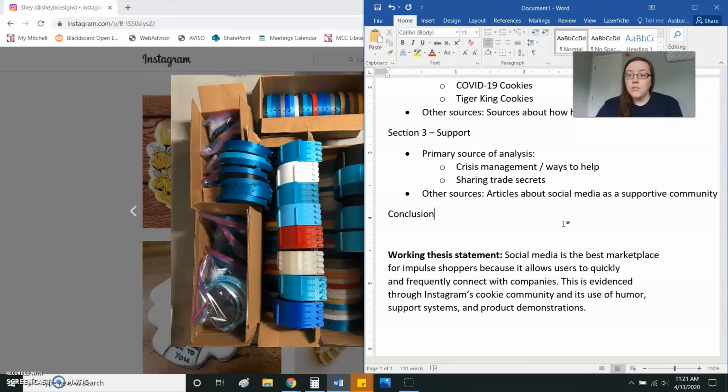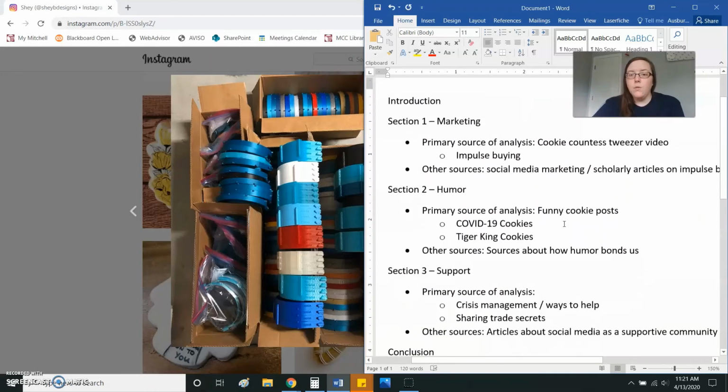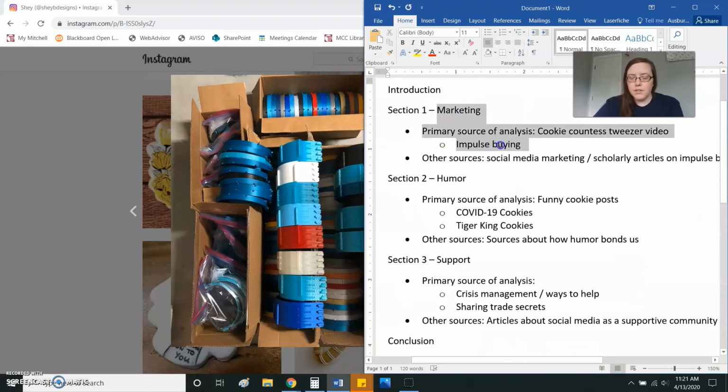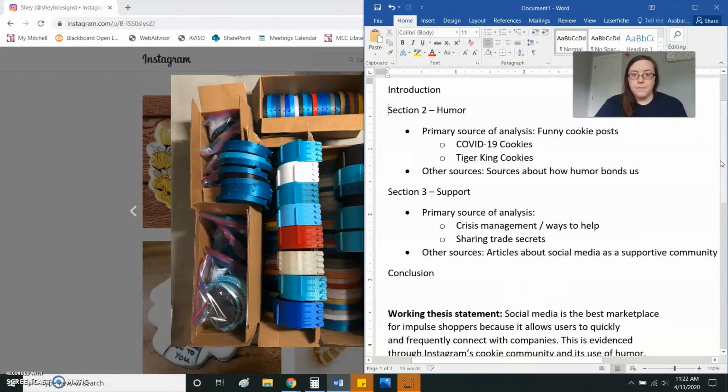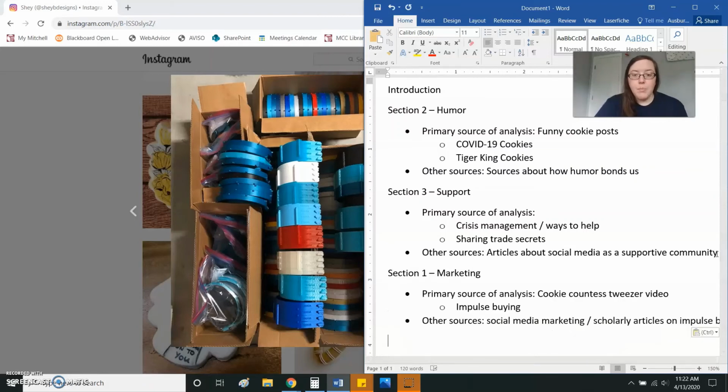And so essentially what I'm trying to say is the only reason that the marketing works in this community of social media is because of humor and support. And if that's what I want to say, then actually when I think about it, I probably need to restructure my paper, or at least my very rough outline. And I probably need to say that I might first talk about humor and then talk about support and finally explain how those two things are working together to make the marketing really, really effective.